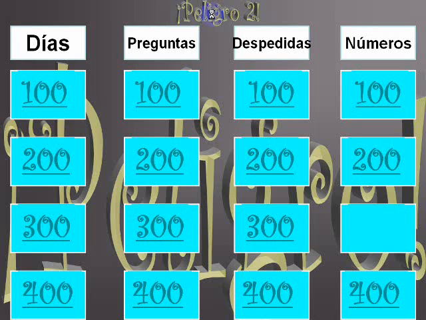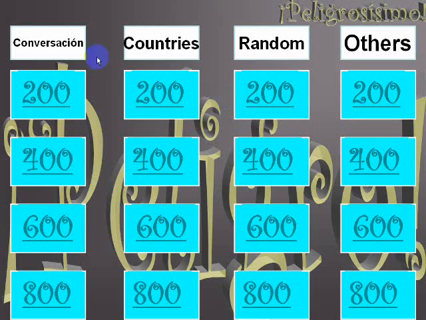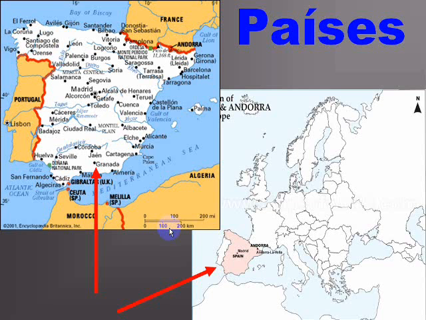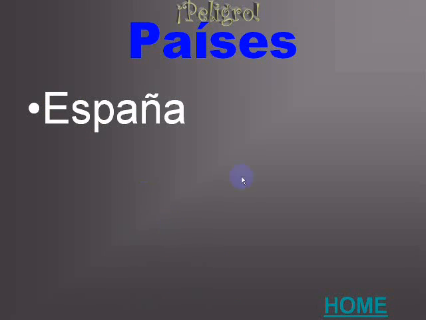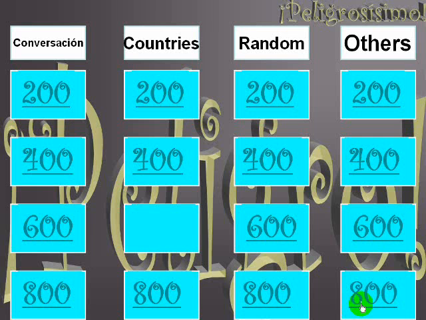If I click on that, it goes to round 2. And I have conversation, countries, random, and other categories. So let's check out countries for 600. So that's Spain. A student would say España. And then I click for the answer. And there's my answer, España. Notice I'm clicking and nothing's happening, so I'm going to click home down here. And notice that the 600 is gone.